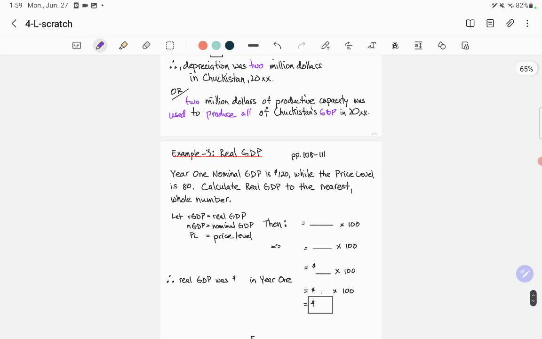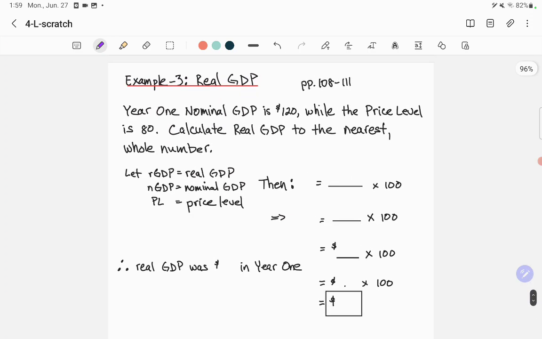Real GDP. In the video, I did some math for you. The math's not on the test. It's just to help you be able to talk about this. Think of it like this. What did we say? Prices are going up.